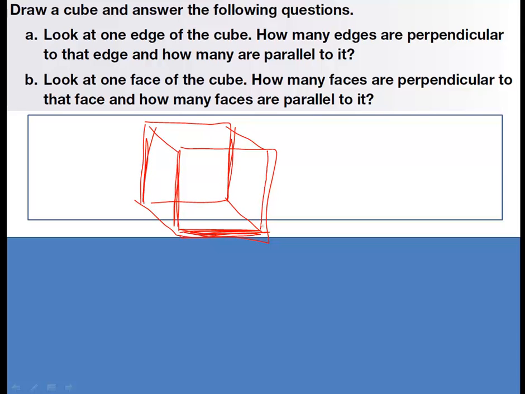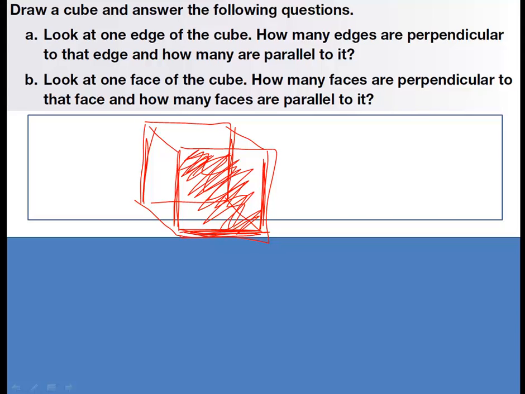Is that perpendicular, right? And then how many are parallel to it? That's what it's asking you. Then B says, look at one face of the cube. How many faces are perpendicular to that face? So say you chose this face here. How many faces would be perpendicular to it?